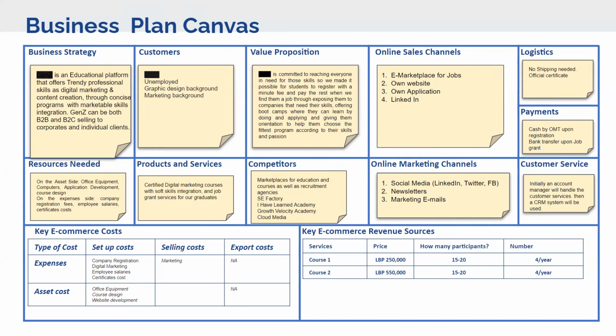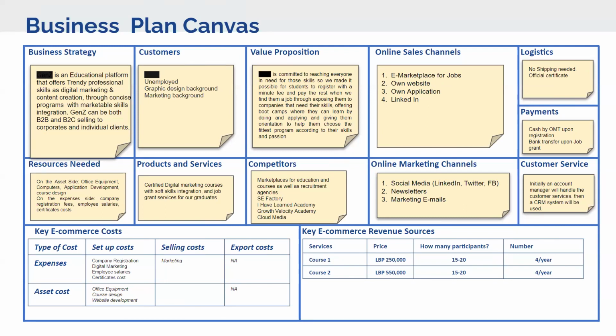The resources that are needed, mostly it was going to be online, but they needed an office space. So we said that we would need office equipment. We would need to develop the app for people to access the courses. And on the expense side, we need to register the company to have salaries for the employees and the teachers, and the cost of certification for these courses.